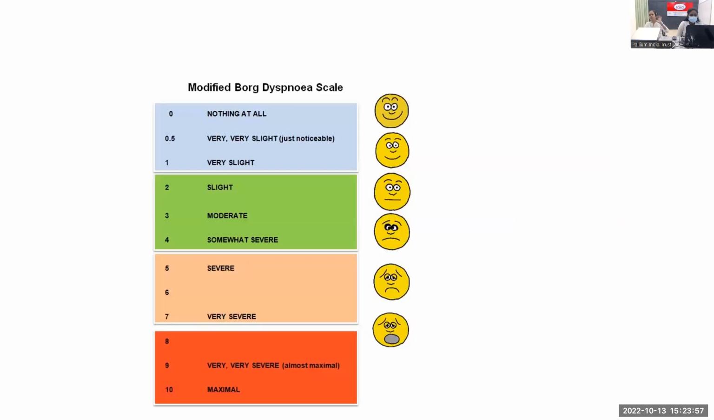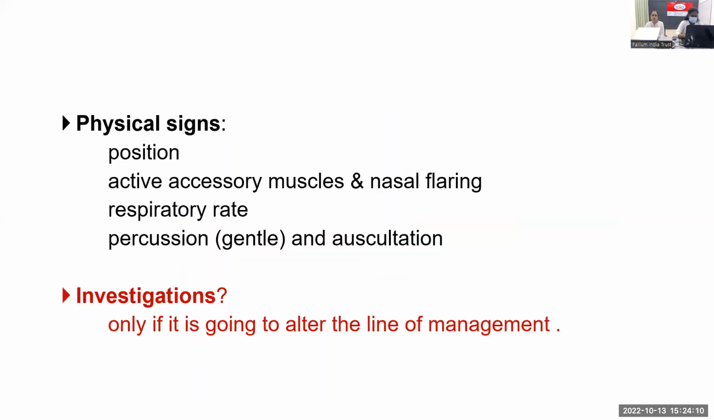This is for your understanding. There is another scale called the Modified Borg Dyspnea scale. This is another scale that you can use in your setting, which is kind of mild, moderate, severe. But I think MMRC makes more sense for patients many times.